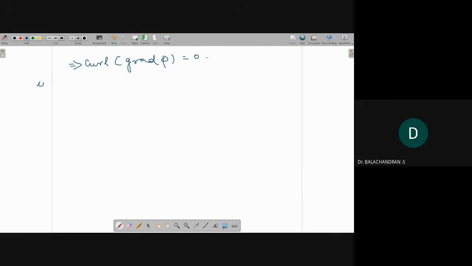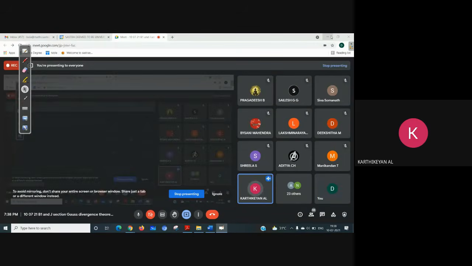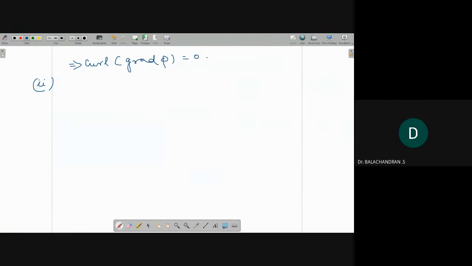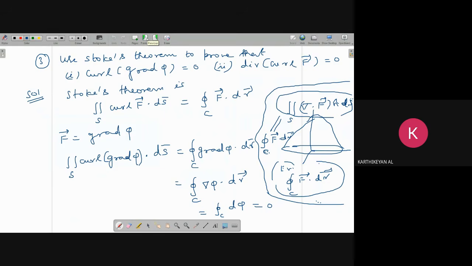Sir, could you explain it again, the last step? From here to here? Yes, sir. The integral over C of d phi equal to 0. D phi, yeah, del phi dot dr vector.